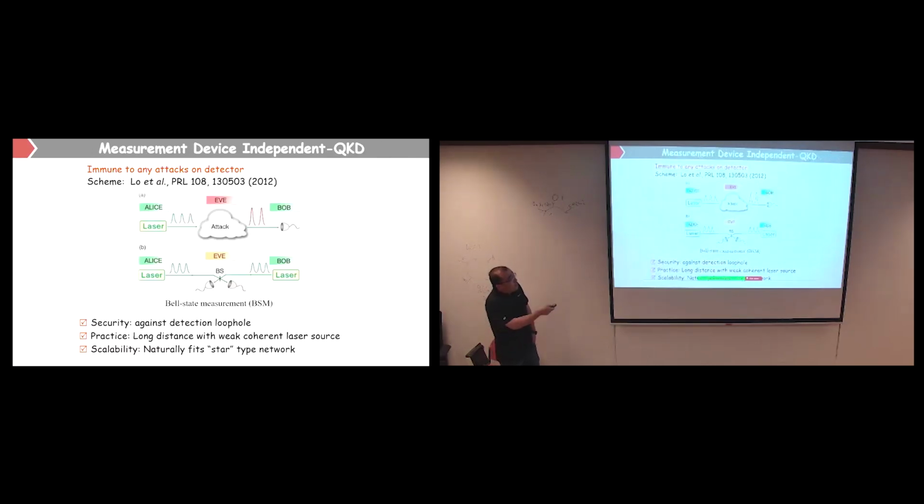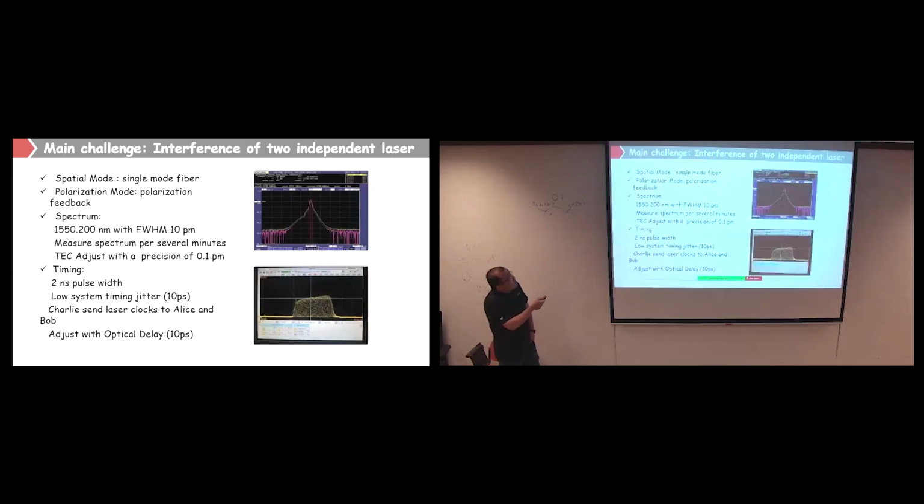And if you really want to do the experiment in the field, you need two lasers attenuated to a single photon level, make them interfere in the real field, and then make the two photons indistinguishable. Here is the main challenge: the interference of two independent lasers, because you want to make the photons indistinguishable. You make sure first the spatial mode is good, since we have single mode fiber, and then the polarization mode, because the fiber changes the polarization.